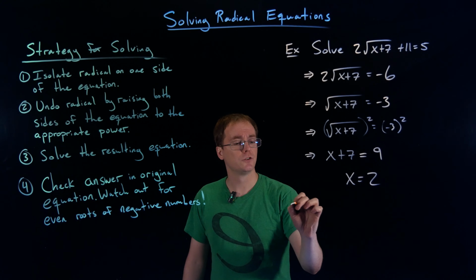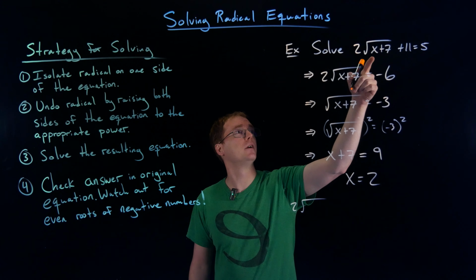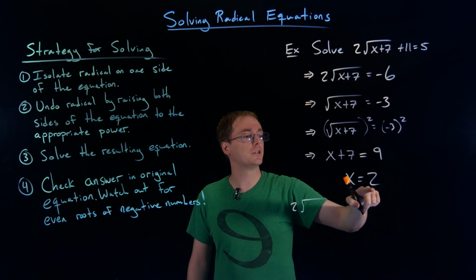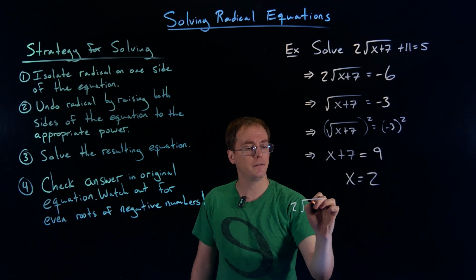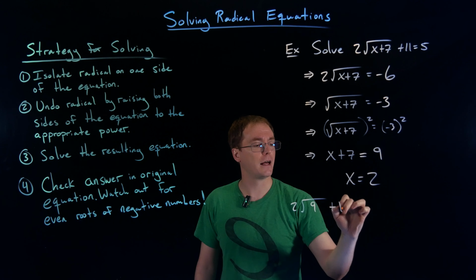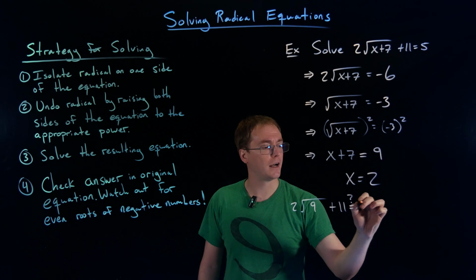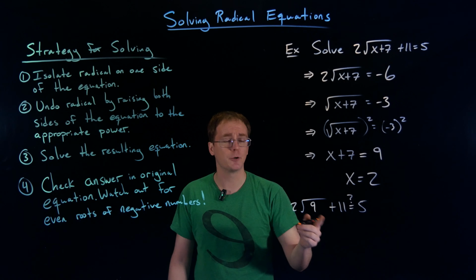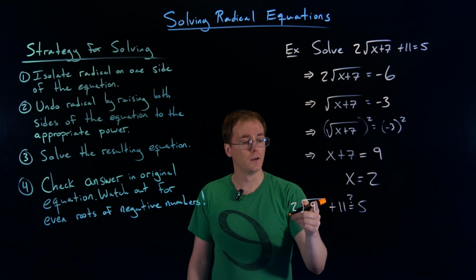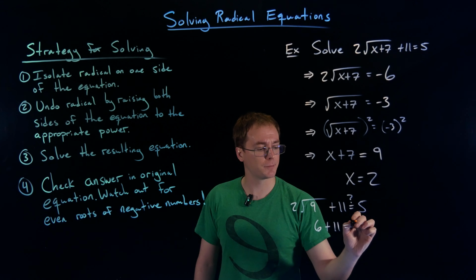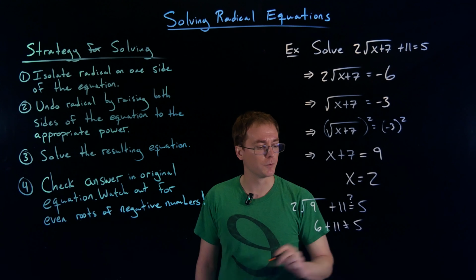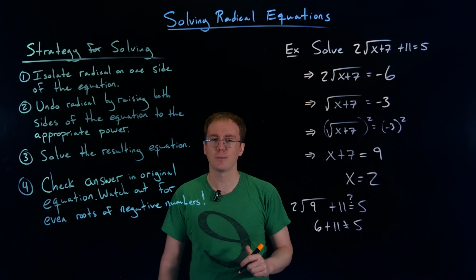So if we do 2 times the square root of x plus 7, well, that's going to be 2 times the square root of 2 plus 7, which is 9, plus another 11. Does that give us 5, or does it give us something else? Is this equation true or not? Well, the square root of 9 is 3. So then we have 2 times 3, which is 6. But 6 plus 11 is not equal to 5. 6 plus 11 is equal to 17.